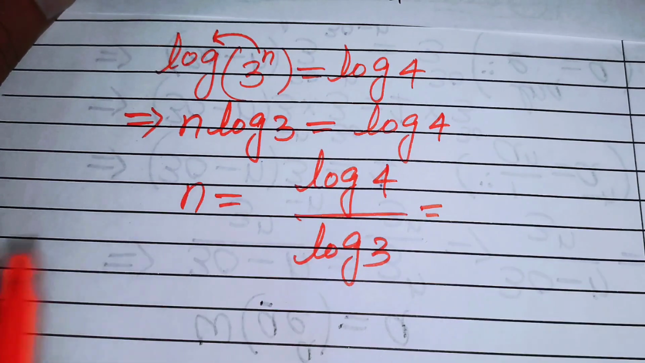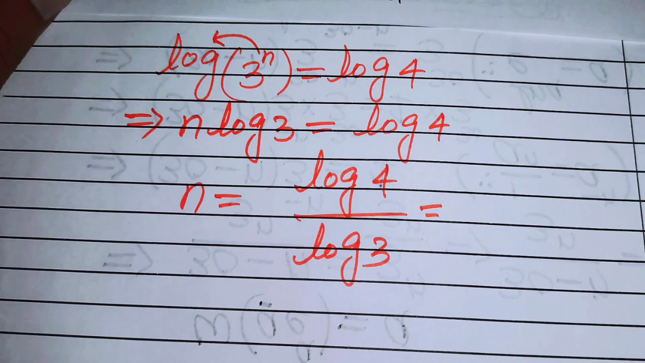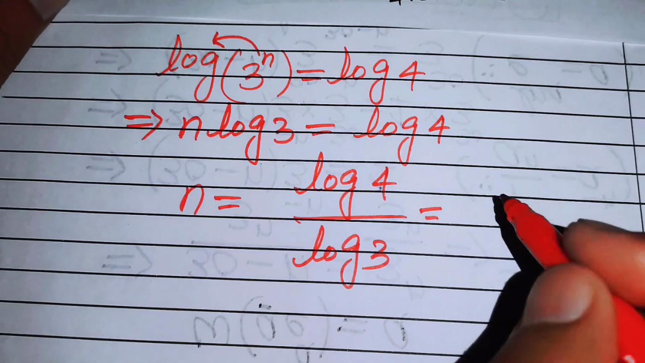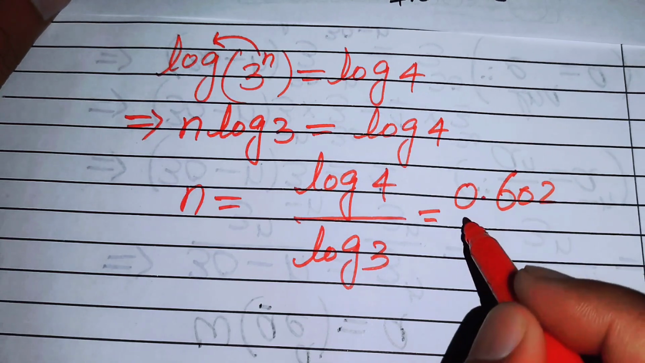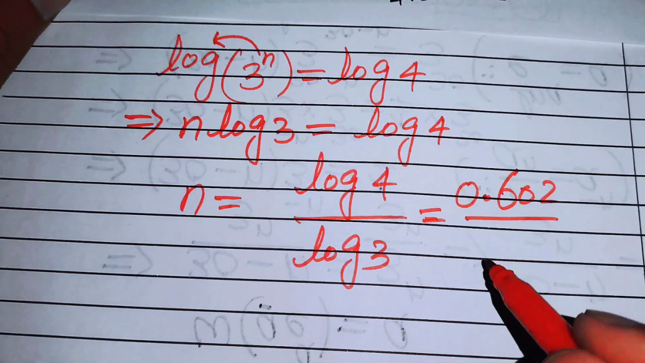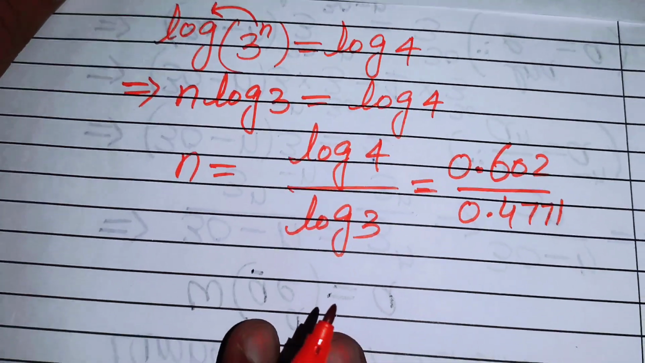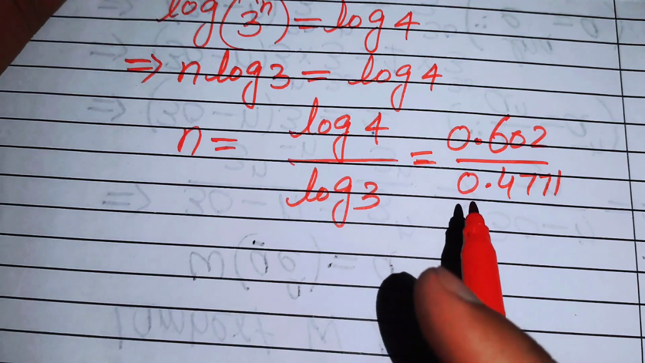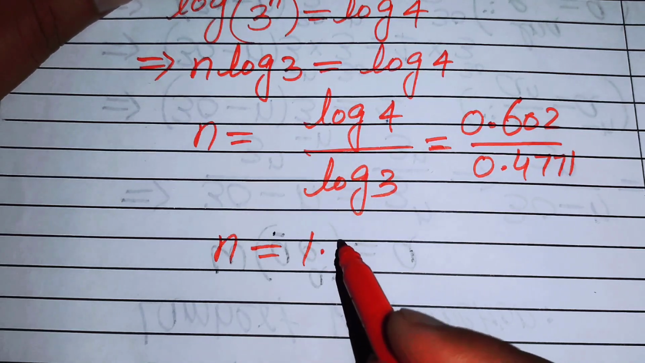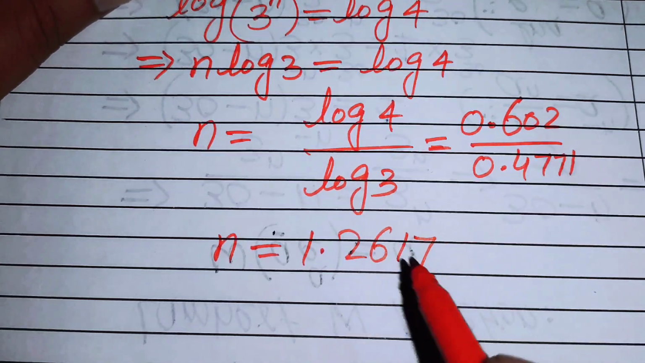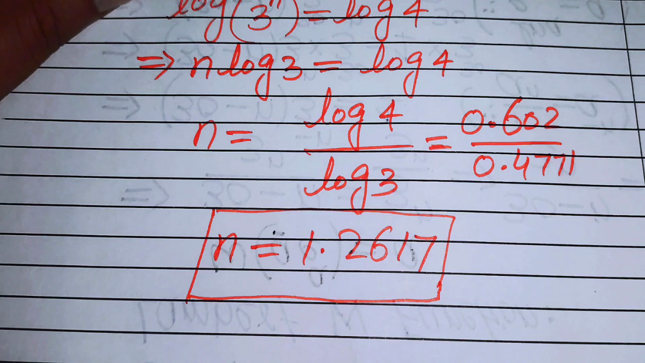So here we can use the logarithmic table or a calculator in order to find the value of log 4. The value of log 4 is 0.602 and the value of log 3 is 0.4771. So now we will divide these two values, and you will finally get the value of n is equal to 1.2617. So this is the final value of n for this question.